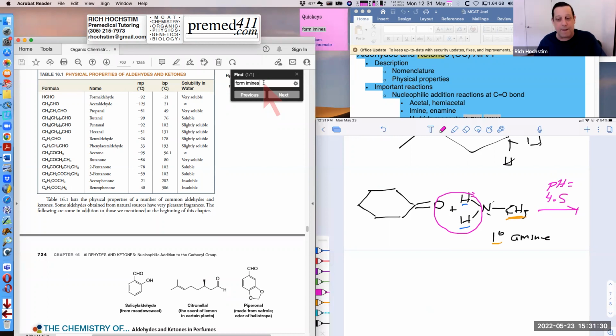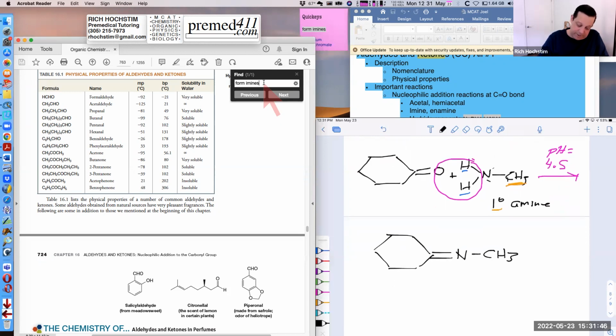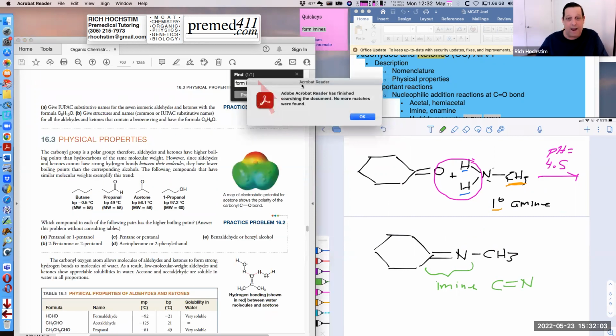However, for the MCAT, that may not be a bad thing because a lot of times you don't really need them. What you need is to understand that you're going to get something that looks like this. And you also need to understand what this is called. This is called an imine. And the structure of an imine is C double bond N, like that. So that's what we're going to end up getting for that.